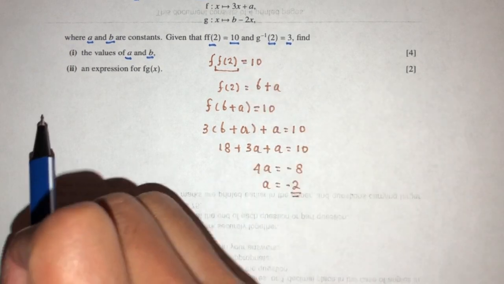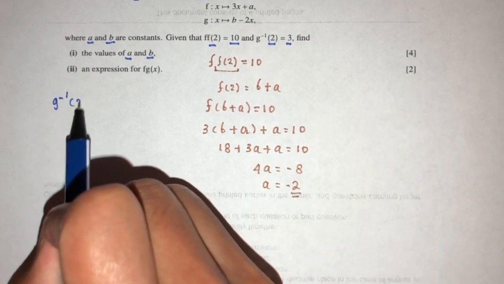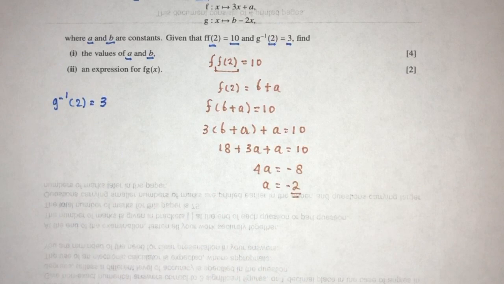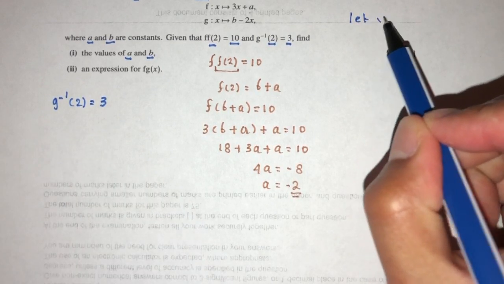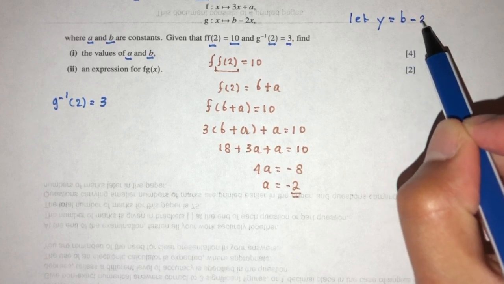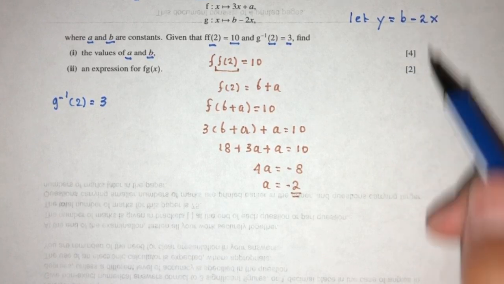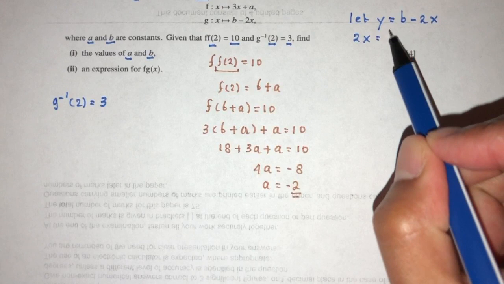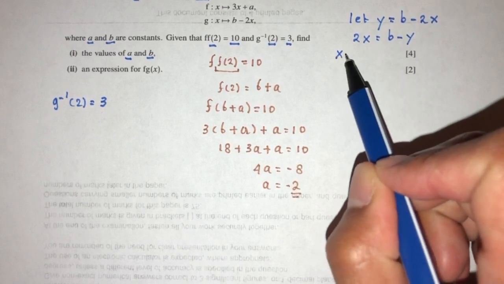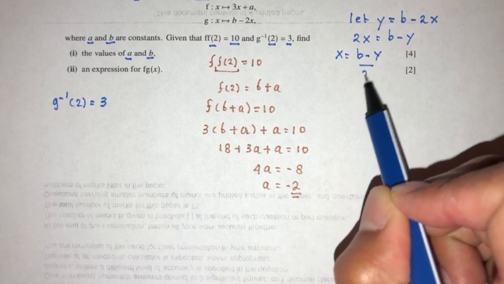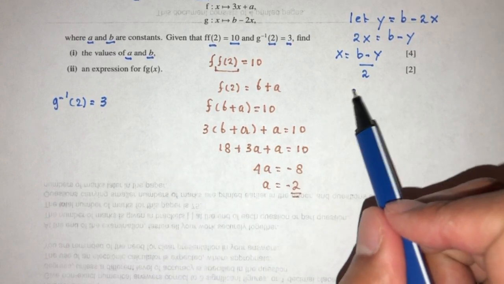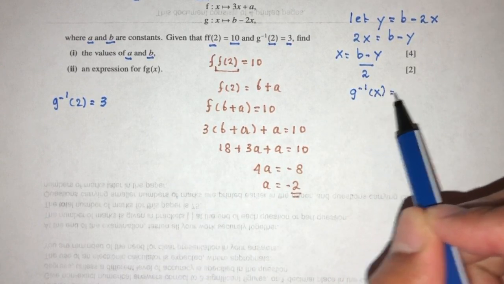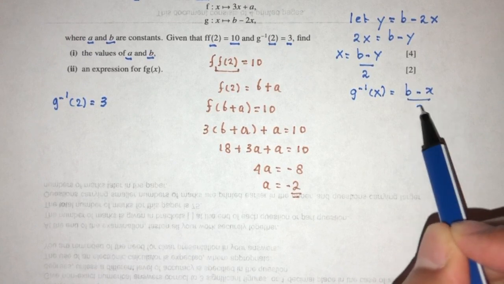Now for this one, here we have g inverse of 2 has to be 3. We can also go the other way, just to be more consistent. For example, I can first find, well, let y equal b minus 2x. Let's first find g inverse of x. So 2x will be b minus y, x will be b minus y divided by 2. So finally, we know that g inverse of x has to be b minus x divided by 2.